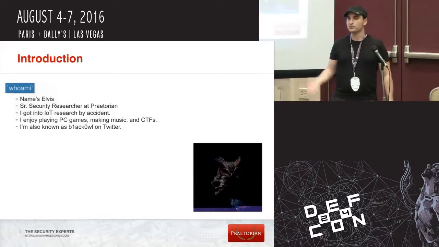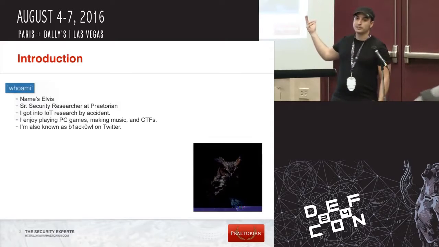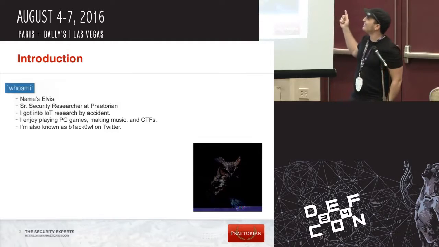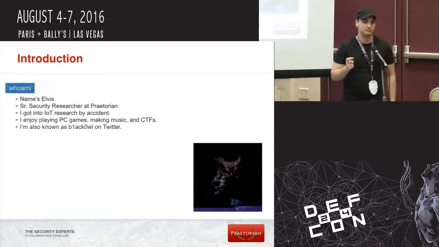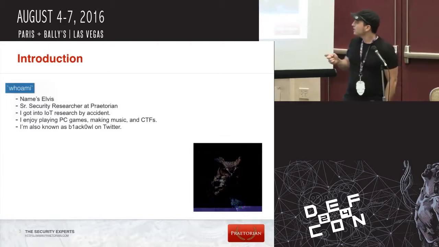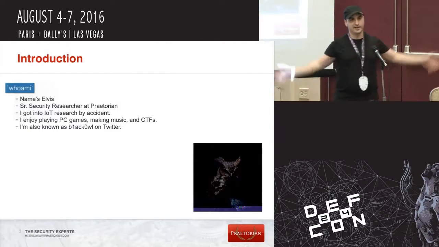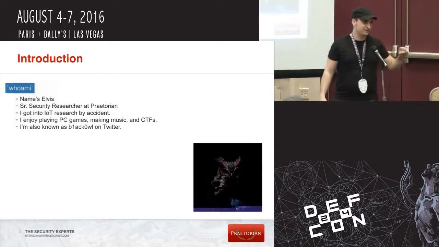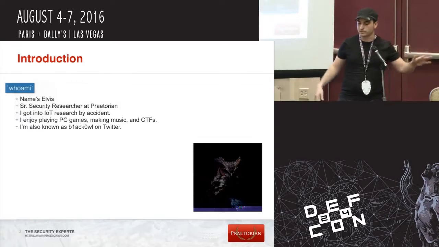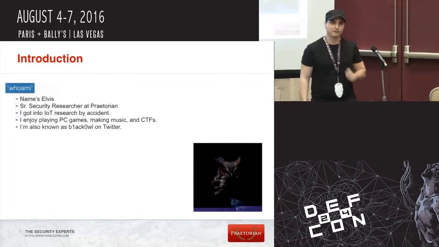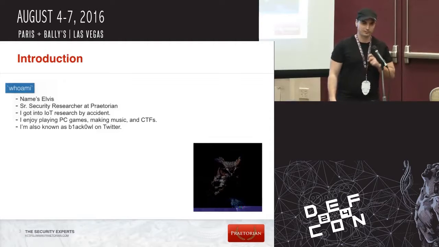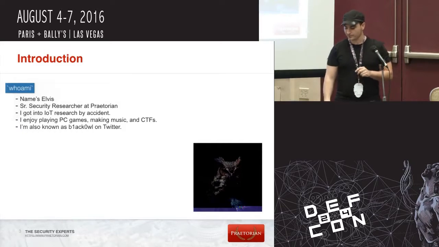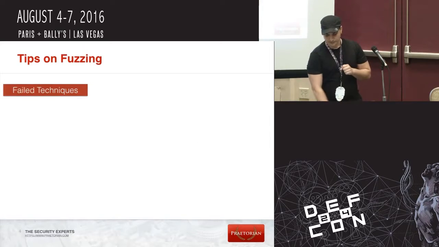But who am I, right? Who's this kid up there wearing all black? My name's Elvis, real name. I love how everyone's cell phones started going out taking pictures when I said that. I'm a senior security researcher at a local pen testing firm in Austin, Texas called Praetorian. I got into IoT research completely by accident. I started off in the desktop space. The long story short was that I had a coworker who found a really nasty vuln. It took him 3 seconds to find it with a really dumb fuzzer. And I said, if you can do it, why can't I? And now I'm in this trap. I'm also known as Black Owl on Twitter. That's cool. So let's get started.